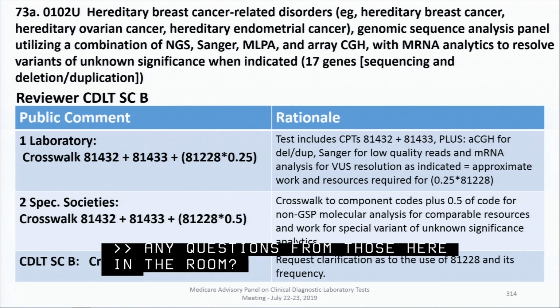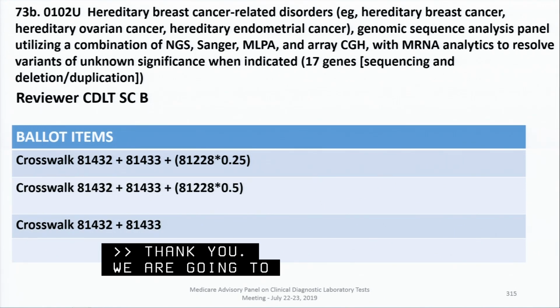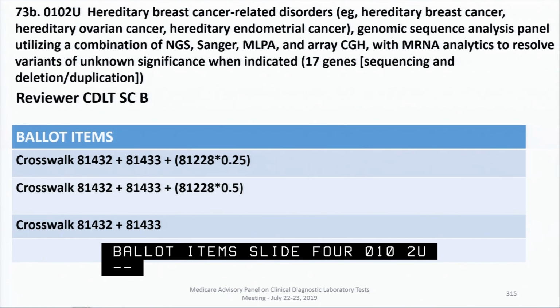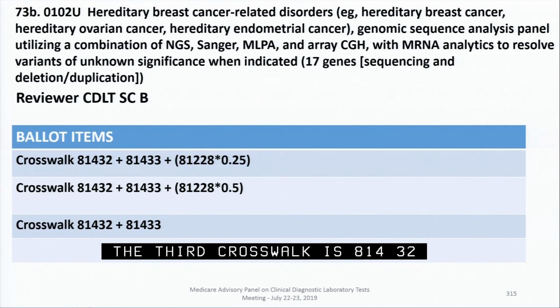So we're going to move to the ballot item slide for 0102U, and your crosswalks are 81432 plus 81433 plus the product of 81228 times 0.25. Your second option is crosswalk 81432 plus 81433 plus the product of 81228 times 0.5. The third crosswalk is 81432 plus 81433, and of course, gap fill is an option. Please cast your vote.